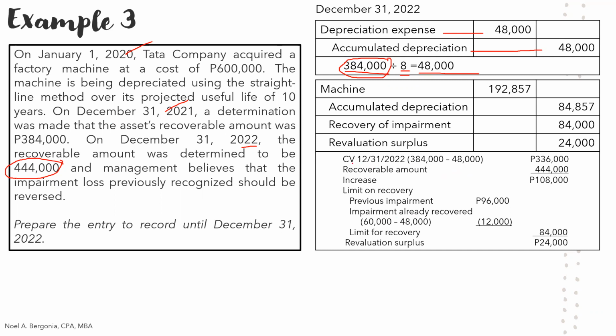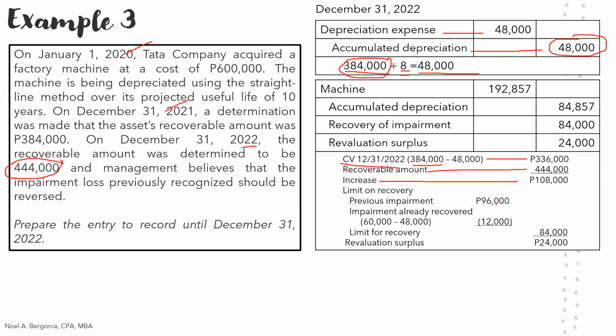So una, the carrying amount or carrying value on December 31, 2022, okay, which is 336,000. So that's the 384,000 in 2021 minus the depreciation in 2022. Okay, or accumulated depreciation. So 336,000. Then as you have noticed, we have the recoverable amount given na 444,000. So there was an increase. Hindi ko muna siya nilagay as revaluation kahit may increase since, remember, meron po tayong previous impairment loss in 2021. Okay, so let's put that muna as increase na 108,000.